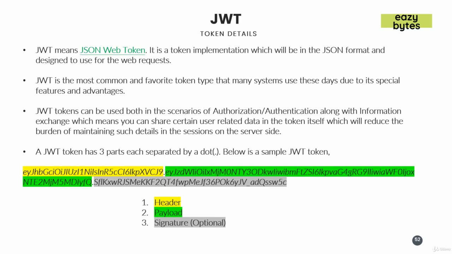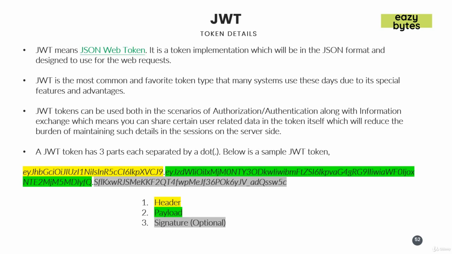JWT tokens can be used beyond authentication and authorization. Like if I want to share certain information, or store certain information inside my token itself rather than storing it inside the server's memory, which will degrade the performance of the server over a period of time, what I can do is store all such information that I want to communicate to the other system, or for my future reference, inside my token itself in an encrypted format.